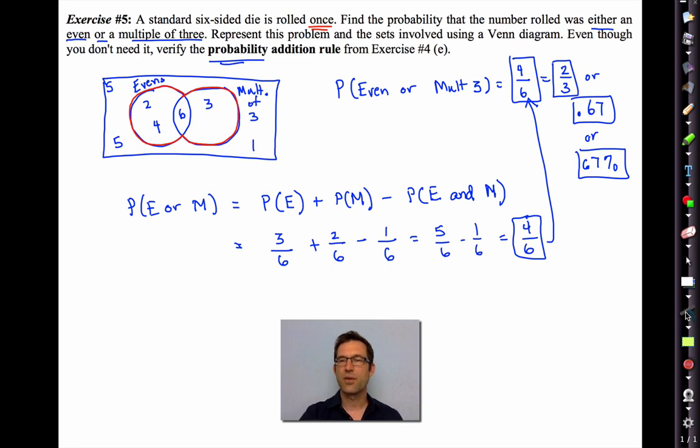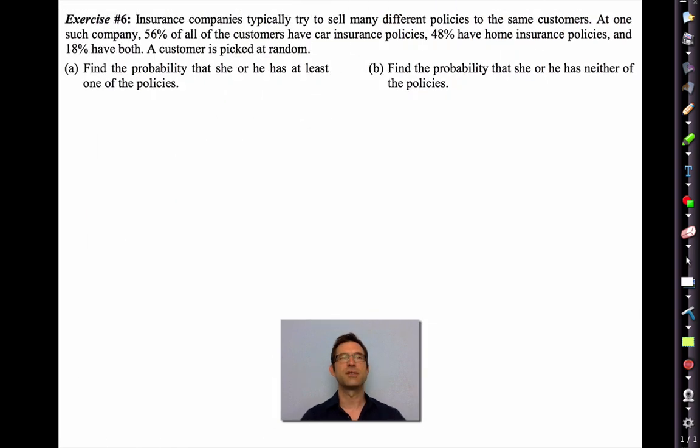Okay, let's get rid of this. Exercise 6. Insurance companies typically try to sell many different policies to the same customers. At one such company, 56% of all customers have car insurance policies. So if I had my Venn diagram and I put a circle around car, let's say we had 100 people, 56 of them would be inside the circle that says car insurance. 48% have home insurance policies. So again, if I drew the circle and called it home, 48 out of those 100 people would be sitting inside of that circle. And 18% have both. So again, picture that Venn diagram. There's 18 people sitting inside of that intersection.